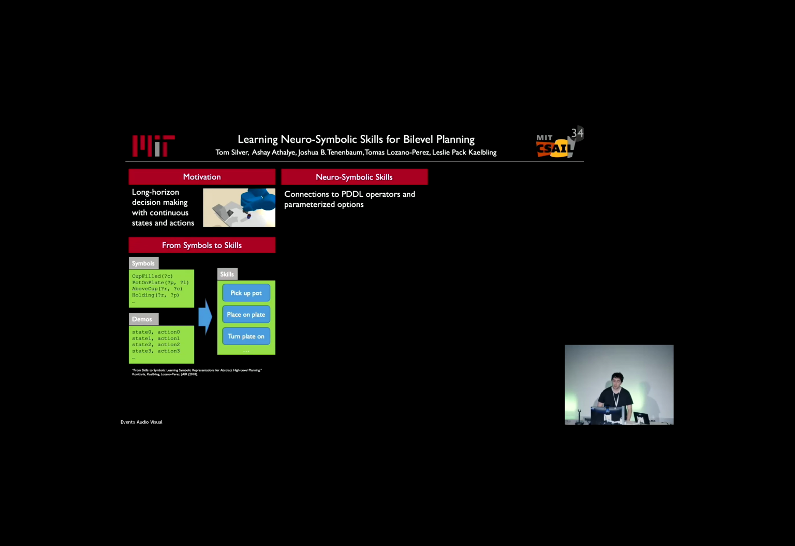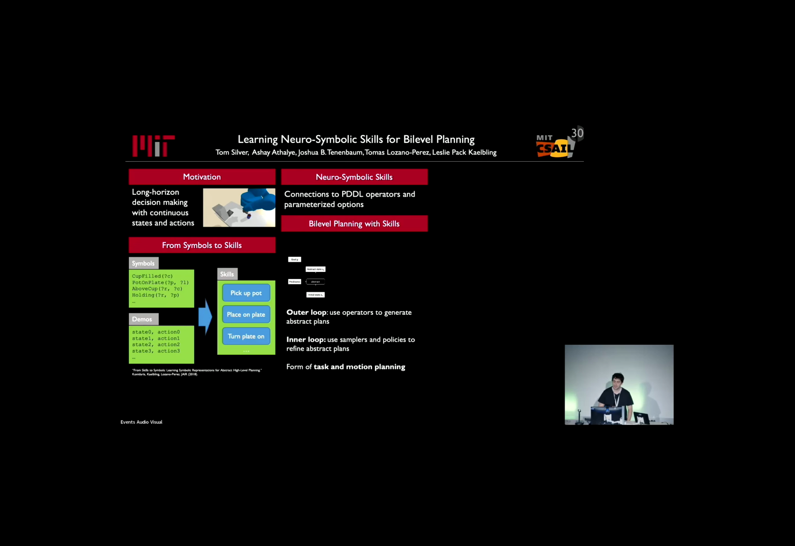The skills that we learn are neurosymbolic. The symbolic components are similar to PDDL operators, and the neural components are like parameterized options. We use these neurosymbolic skills to perform bi-level planning, similar to task and motion planning, where in an outer loop, we use the operators to generate candidate abstract plans. And in an inner loop, we use learned samplers and policies to try to refine those abstract plans into continuous environment actions.